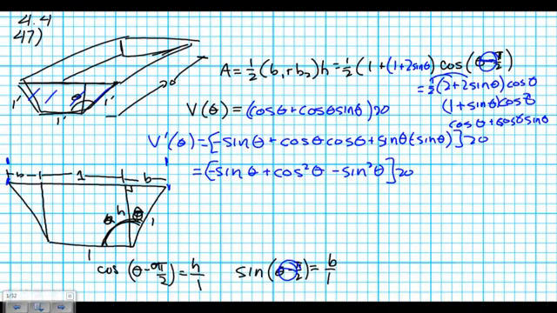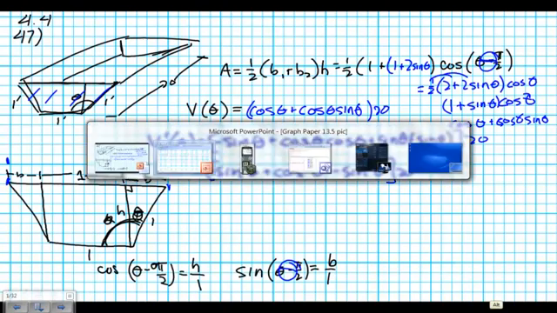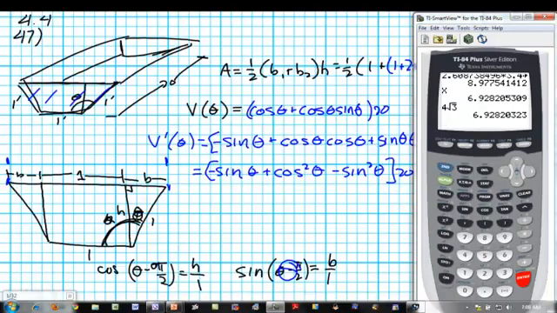I am going to suggest that I can't do that algebraically. So let's go to the calculator. Let's look at the grapher for that and see if we can solve it. Where's 25?